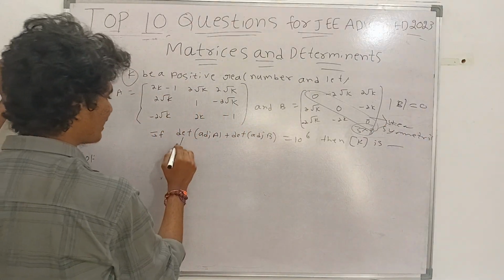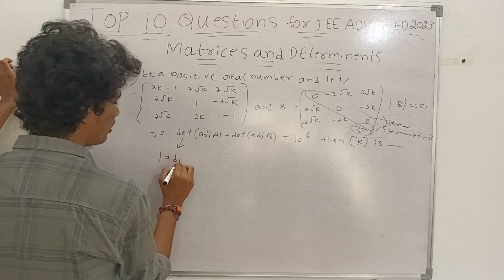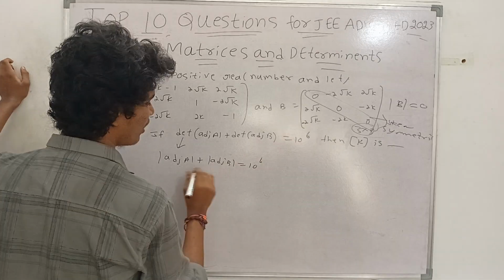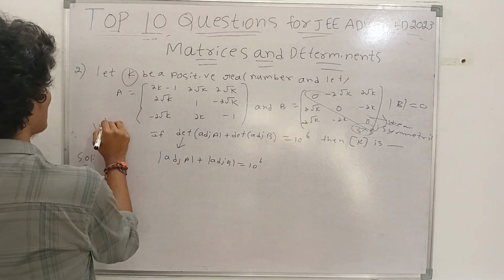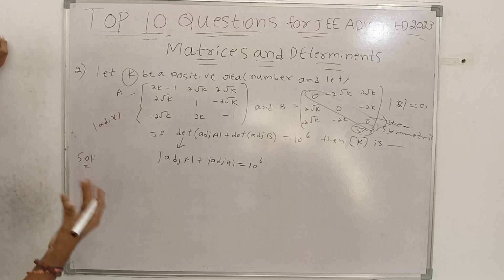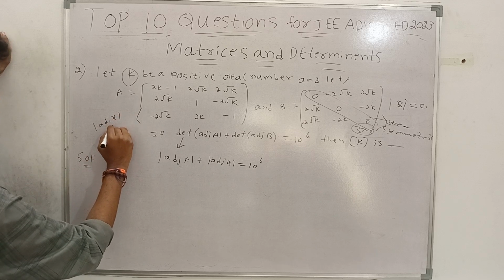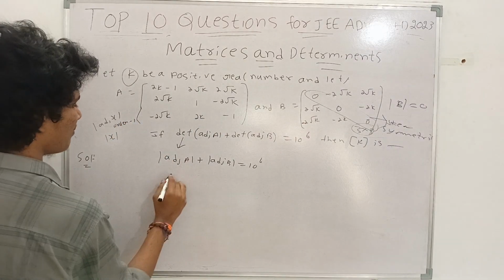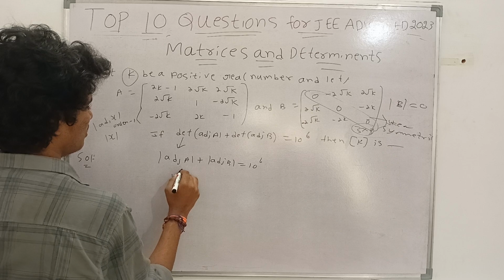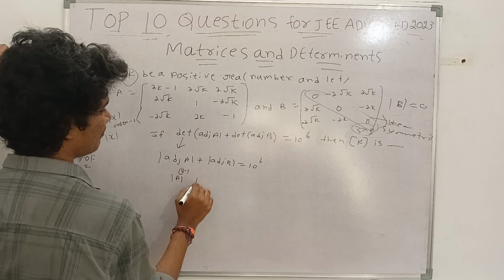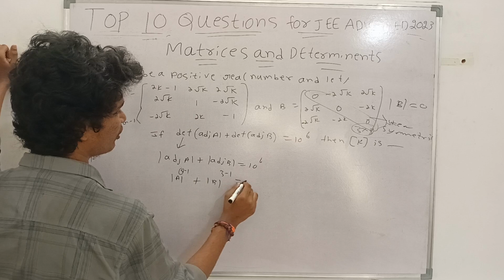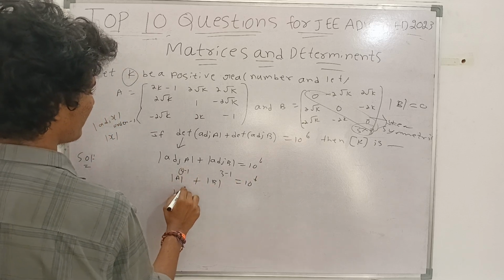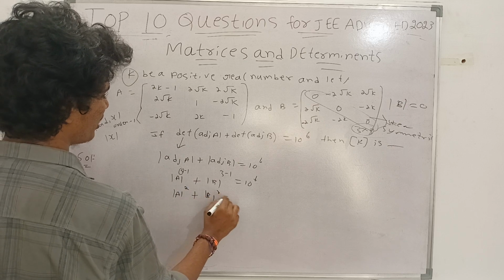If you observe carefully, the relation they gave is det(adj A) + det(adj B) = 10⁶. What is det of adjoint? Suppose you take X, det(adj X) will be |X|^(order−1). So what is the order here? 3 cross 3. So it will be |A|^(3−1), because order is 3, plus |B|^(3−1) = 10⁶. So |A|² + |B|² = 10⁶.